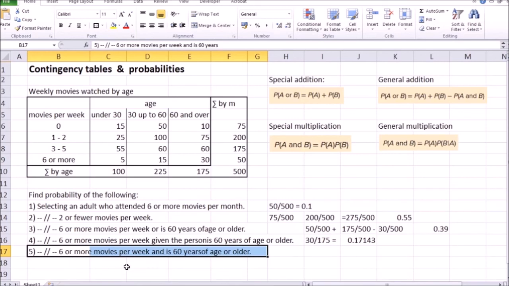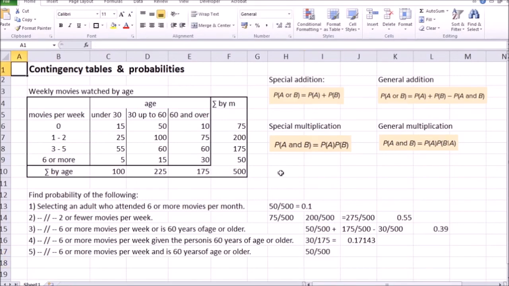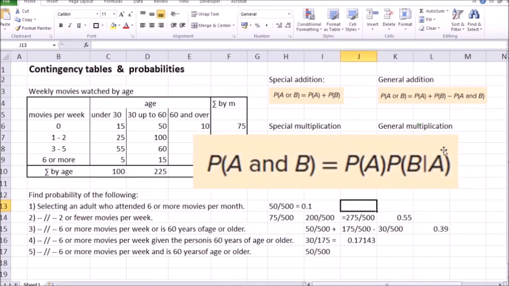First, let's find these separate probabilities. Selecting a person at random of 6 or more movies has a 10% chance. And secondly, let's find this conditional probability on the right-hand side of this formula. Let's say event A refers to a respondent watching 6 or more movies, in which case event B refers to a respondent being in the 60 plus age category. So this conditional probability is the likelihood of being in the 60 plus age category given that we're already looking only at the category of people watching 6 or more movies.